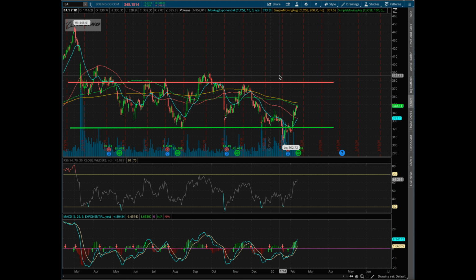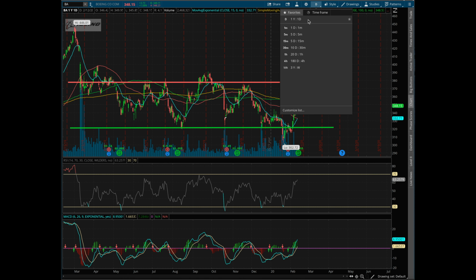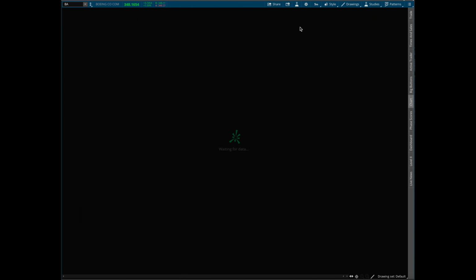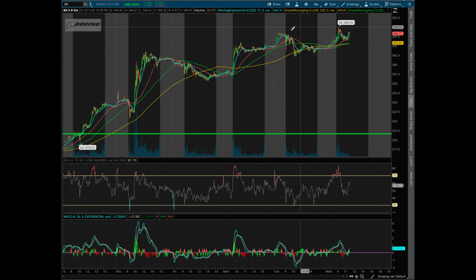So support and resistances are key for day traders and swing traders. And like I said, the further out, the more weight this holds. Let's say that we were going to day trade, right? And the thing is, with support and resistances, the more that you spend time on the charts, the easier it's going to be for you to spot a support and a resistance or a channel.